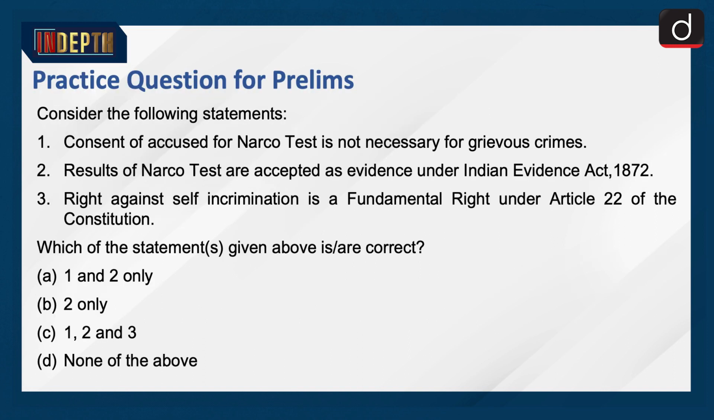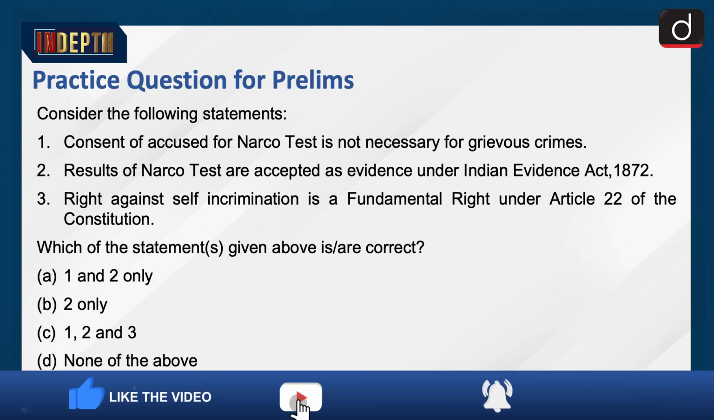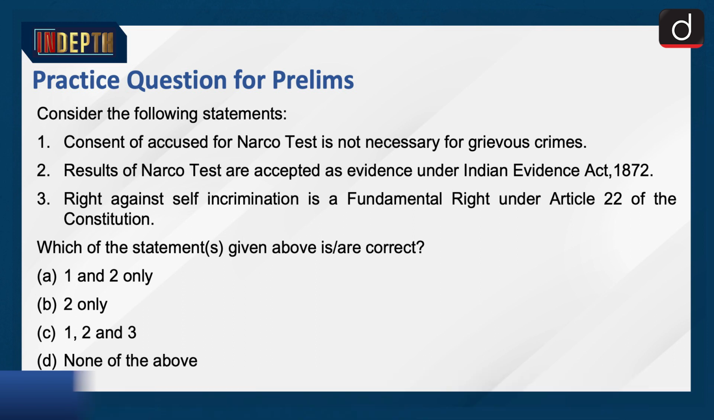Now moving on to practice questions. First of all, prelims question. Consider the following statements. 1. Consent of accused for narco test is not necessary for grievous crimes. 2. Results of narco test are accepted as evidence under Indian Evidence Act 1872. 3. Right against self-incrimination is a fundamental right under Article 22 of the Constitution. Which of the statement or statements given above is or are correct? 1 and 2 only, 2 only, 1, 2 and 3, or none of the above.